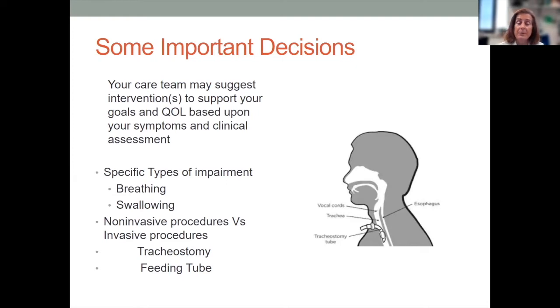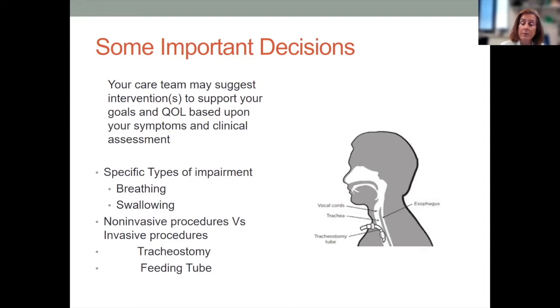At each visit, specific types of impairment are assessed, such as in breathing and swallowing. There are non-invasive procedures and techniques, and there are invasive procedures and techniques involved in supporting the efficiency of your breathing and effectiveness of your swallowing. Non-invasive procedures can include positive pressure masks for breathing, especially at night or when sleeping, and non-invasive procedures such as dietary consistency changes to allow more efficient swallowing.